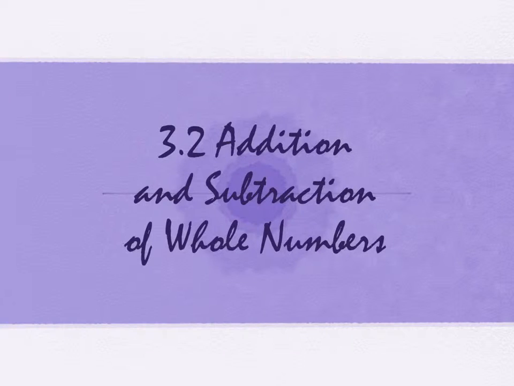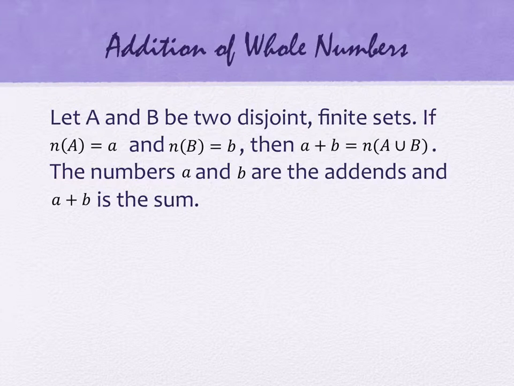Section 3.2 is titled Addition and Subtraction of Whole Numbers. So before we get started, as a real quick reminder, what are whole numbers? 0, 1, 2, 3, and so forth. So no fractions, no decimals, no negatives, and it does include 0. That's important to know.